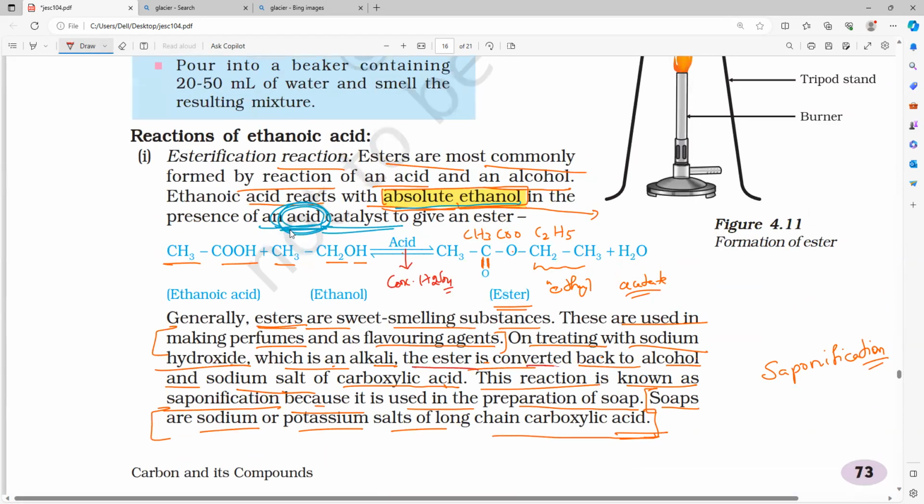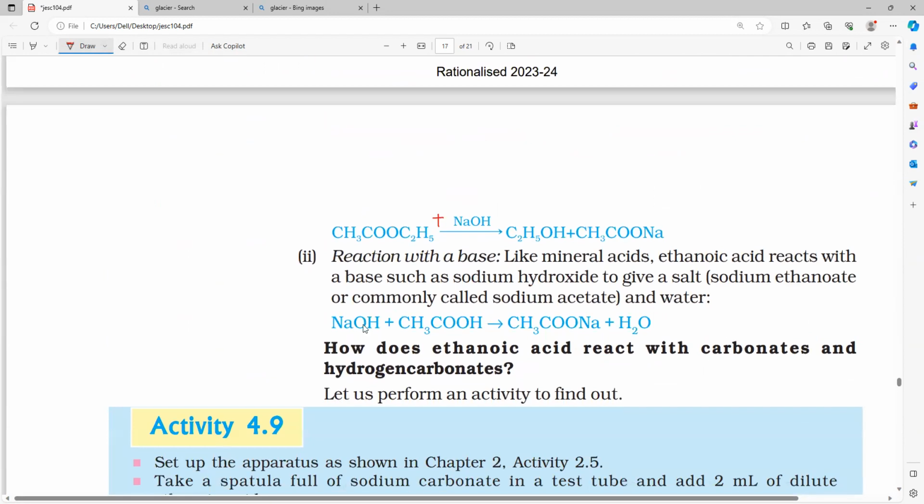The ester is converted back to alcohol and sodium salt of carboxylic acid when it is treated with sodium hydroxide, which is an alkali. So write that equation, and we have to heat it also, remember. What is the name of that reaction, all of you? Sixth property, write it: saponification.